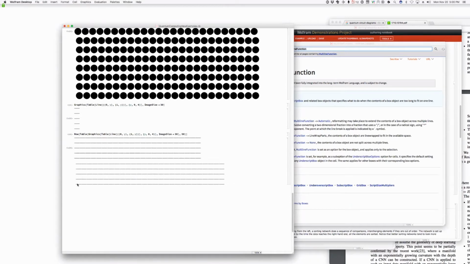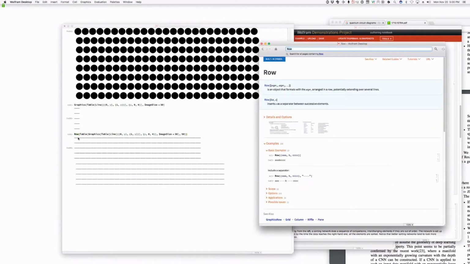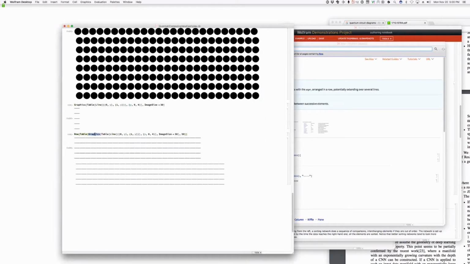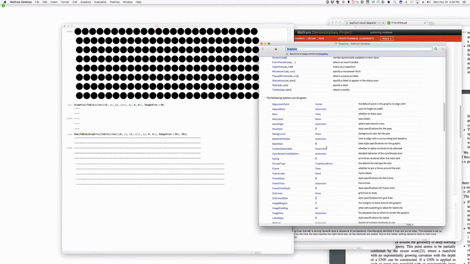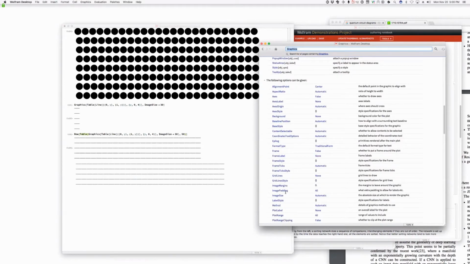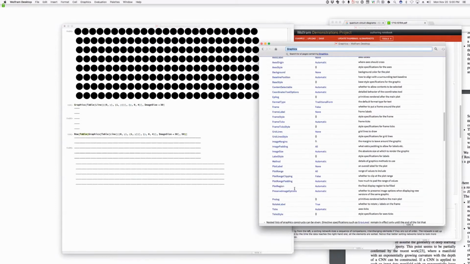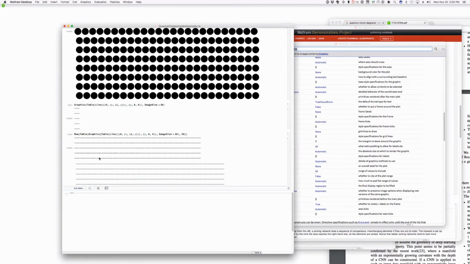Jacob, you can see what's happening here, right? Yeah. So the only issue is, how do we get rid of the gaps? And I'm guessing that there's an option in row to determine that. Or maybe it might be a graphics padding issue. It's probably a graphics padding issue. There's probably a way to specify in graphics that you want zero padding. Image padding. Who knows? There's some detail there. But I think this is going to work.